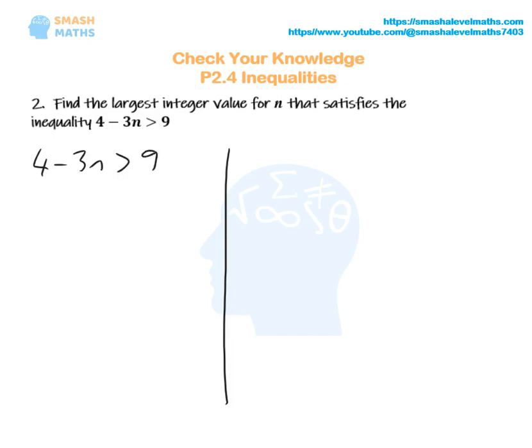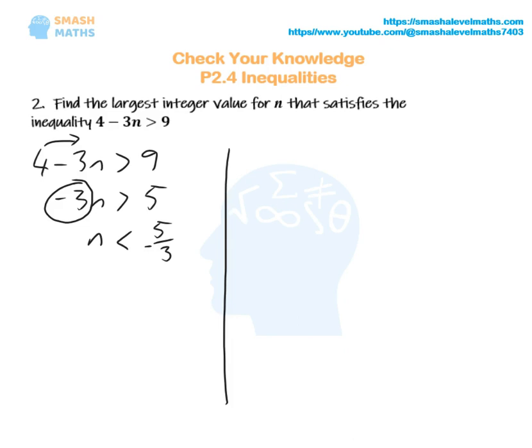Now, if you just go for solving this one, let's move the 4 over. So we've got minus 3n is greater than 5. And then we've got to do a divide, but we're dividing by a negative. So hopefully you're aware that when you divide by a negative, that flips the inequality sign around. So that gives us n there. That's going to become 5 over minus 3. And that flips the inequality sign. So we end up with that.